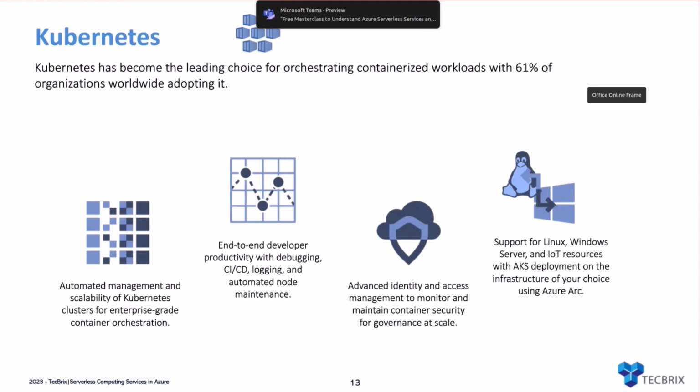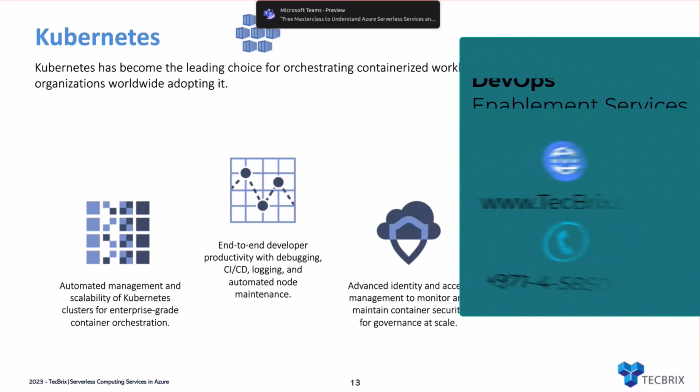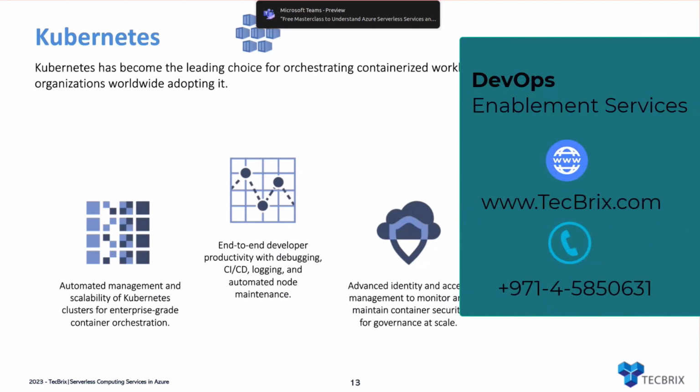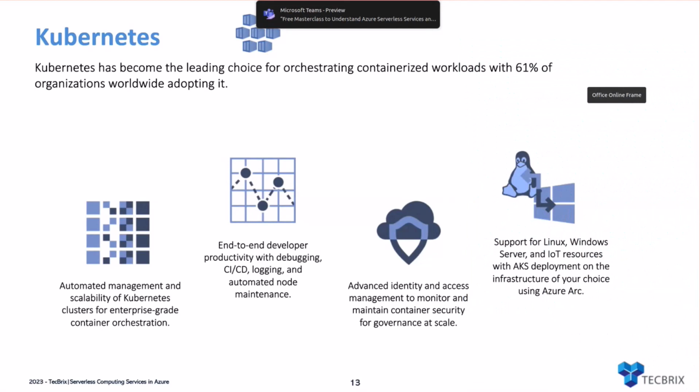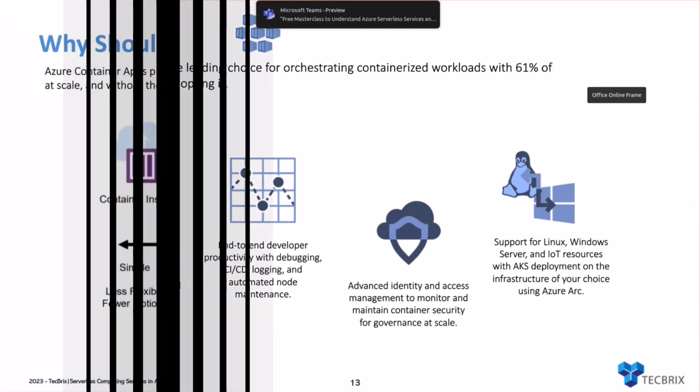Now, what are some of the key benefits of Kubernetes? It has automated scaling. It will scale up and scale down our resources. We have also end-to-end developer productivity with debugging and CI/CD integration. We have secure, advanced identity and access management to monitor and maintain our container security. And definitely Kubernetes has integration with support for Linux and Windows servers as well.